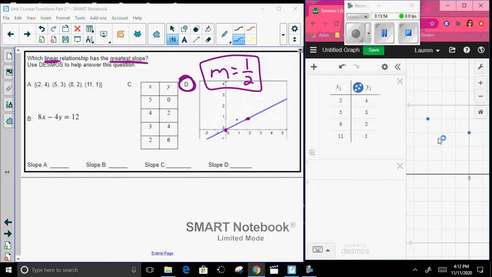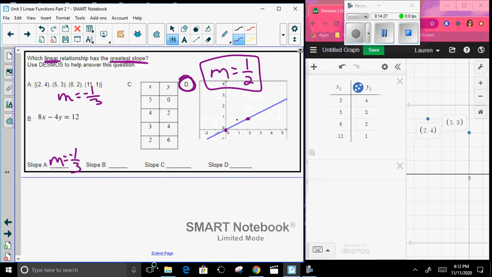Remember, I only need 2 points. I mean, I can clearly tell that it's decreasing. I only need 2 points. So I'm going to start at this top point, and I'm going to go down to the other one. Okay, so I need to rise down 1, and I need to run to the right 1, 2, 3. So your slope for this one would be -1/3. All right, so my slope here is -1/3 for A.